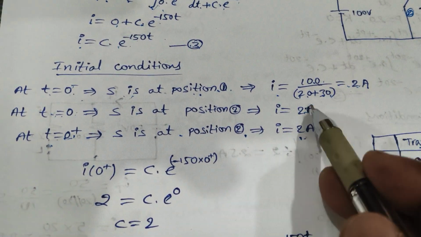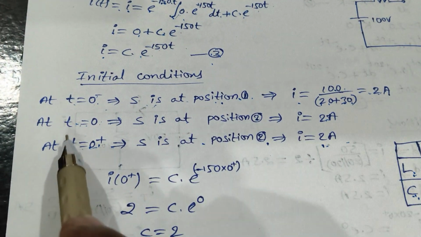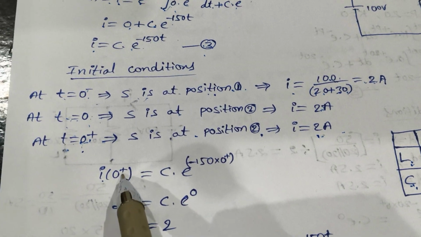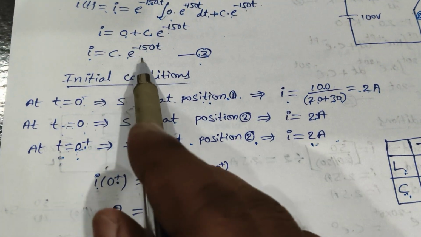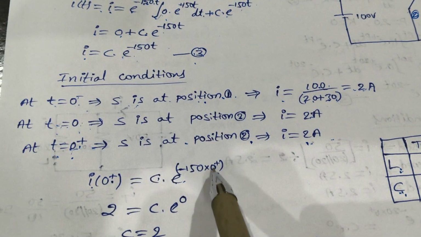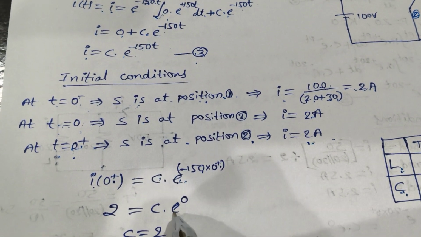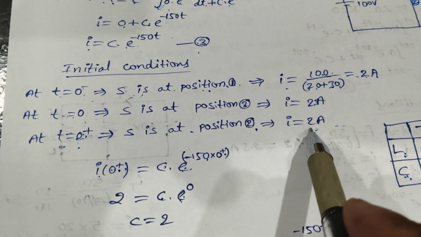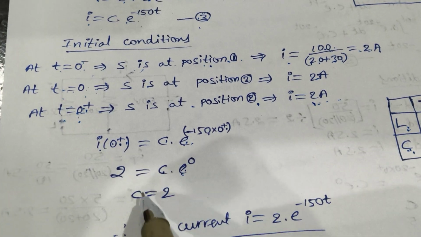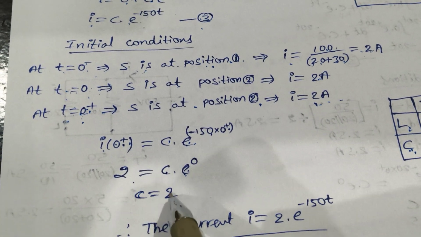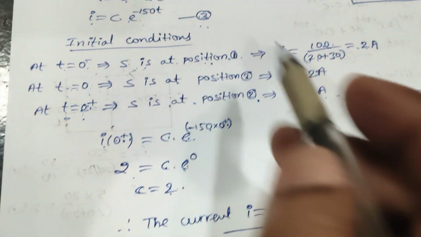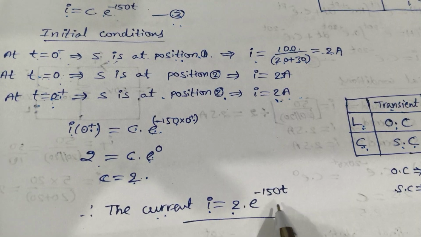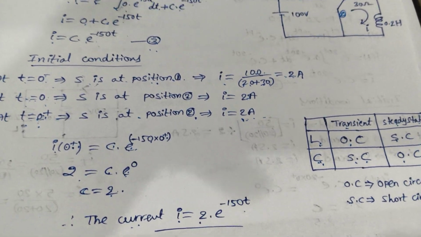So I'll use the same initial condition in the third equation. I of 0 plus is equal to, substituting t equal to 0 plus, c into e power minus 150 into 0, and e power 0 is equal to 1, so c. I of 0 plus is 2 amperes, so c is equal to 2. Substituting c in the third equation, we get the final solution: current I is equal to 2 into e power minus 150 into t. So this is all about the problem.